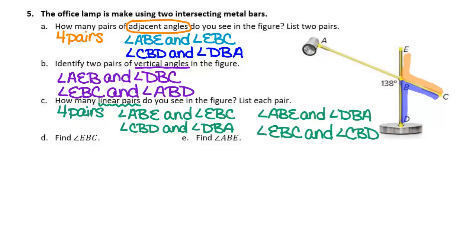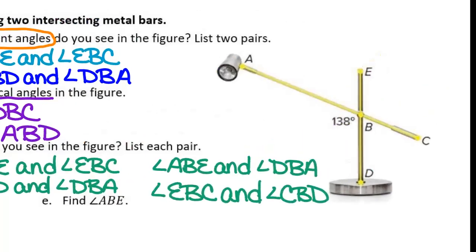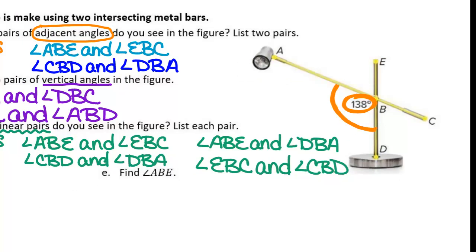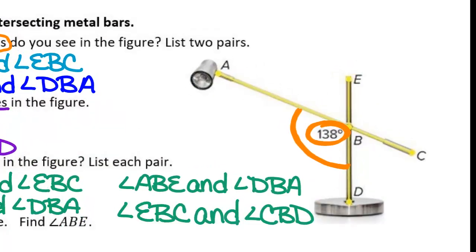Very nicely done. All right, there's 2 more things that we need to find on this before we move on. We need to find the measurement of angle EBC and the measurement of angle ABE. There's only one measurement on the picture. What is it? 138 degrees. This angle right here, angle ABD. Angle EBC is this one right here.